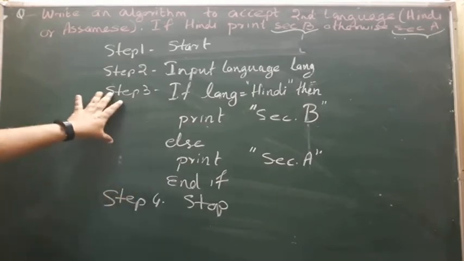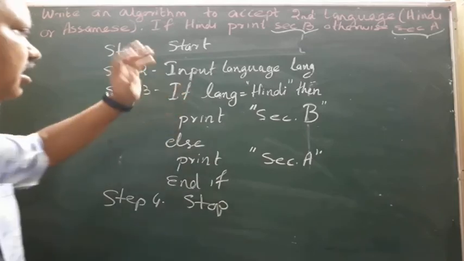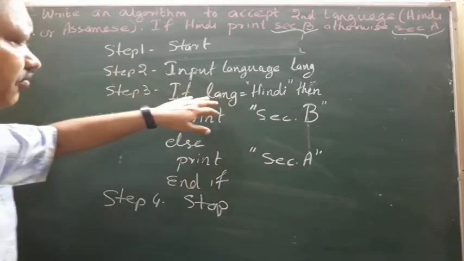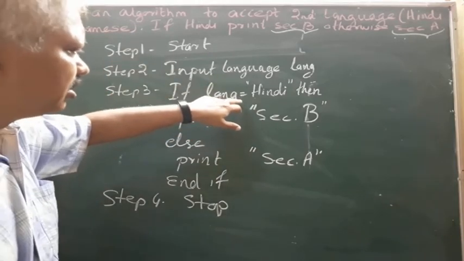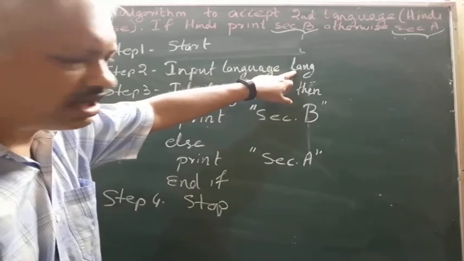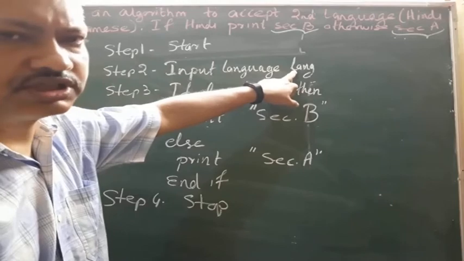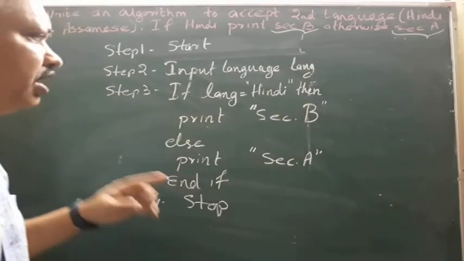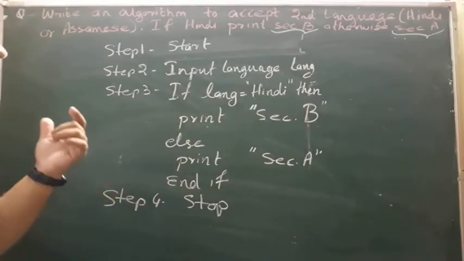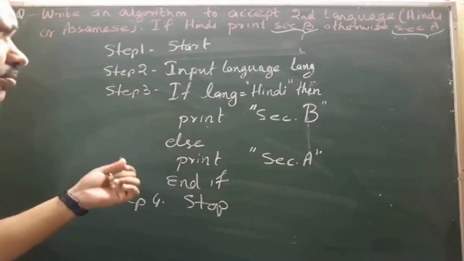I hope you understood this. The only difference from the previous one was that in the previous examples we had taken the variable as a variable which can store numbers. But remember, a variable can also store a character or a string.